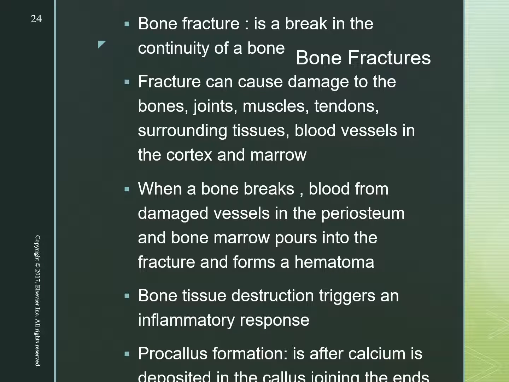So, bone fractures. A bone fracture is a break in the continuity of the bone. A fracture can cause damage to the bones, joints, muscles, tendons, surrounding tissues, blood vessels, and the cortex and the marrow. When a bone breaks, blood from the damaged vessels in the periosteum and bone marrow pours into the fracture and forms a hematoma. Bone tissue destruction triggers an inflammatory response, and procallus formation occurs after calcium is deposited into the callus joint ends.